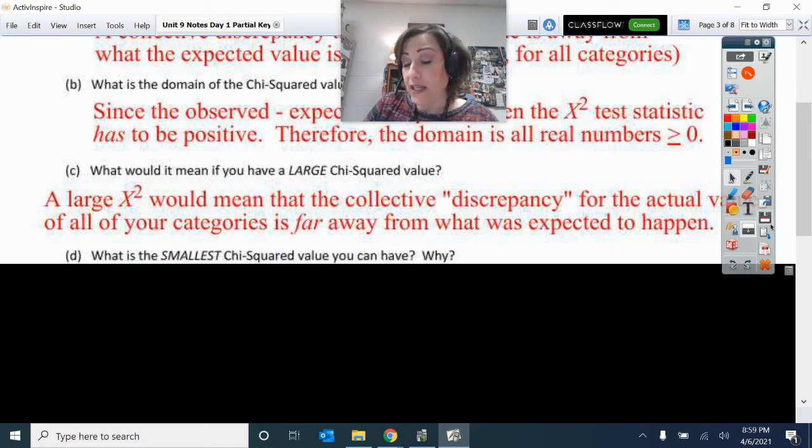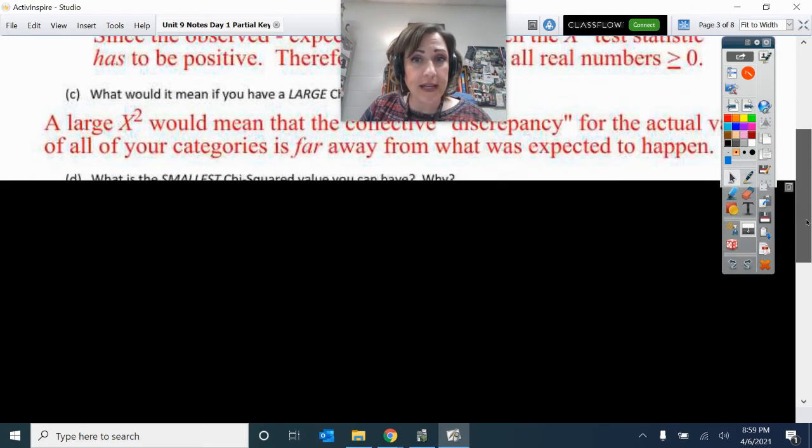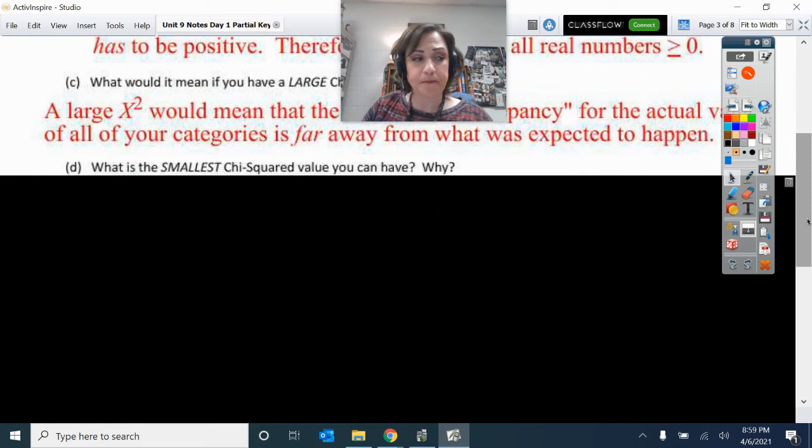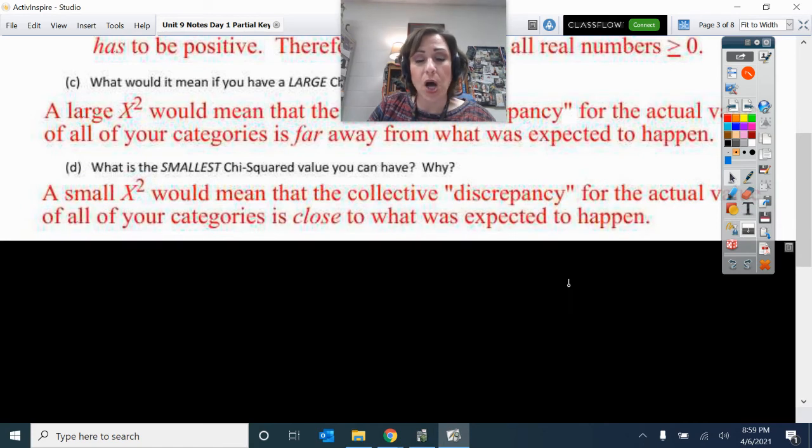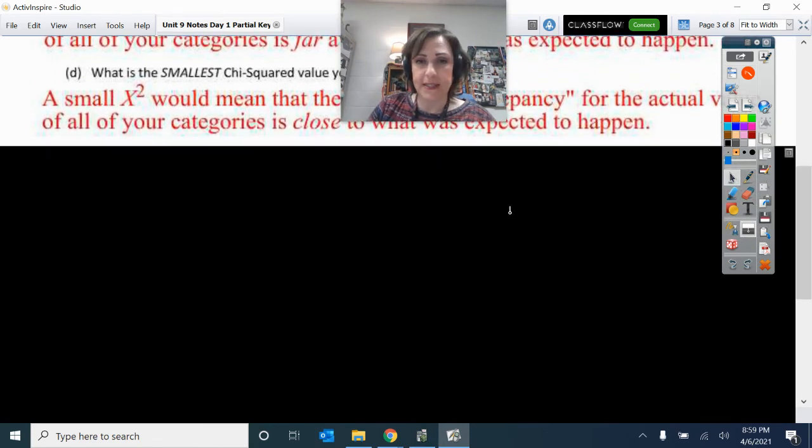Well, what about the smallest? The smaller the chi-squared, what does that mean? That would mean that you are getting really close. Your actual observances, what actually happened, was very close to what was expected to happen. So, very small discrepancy.